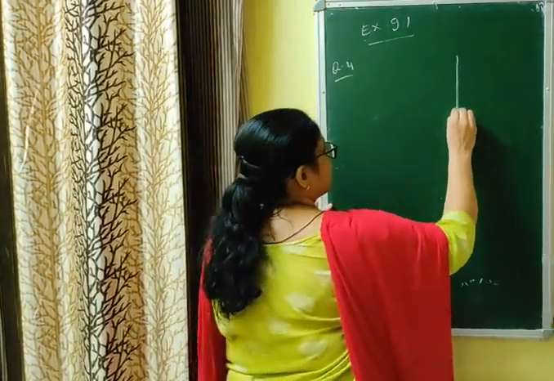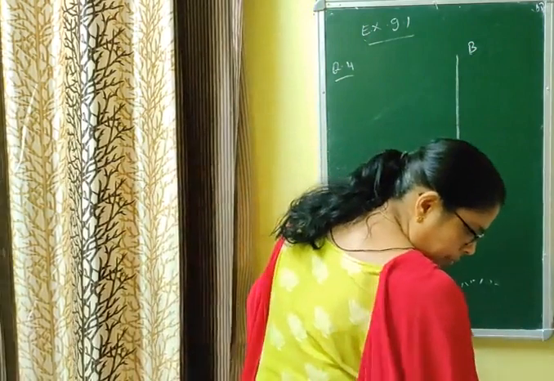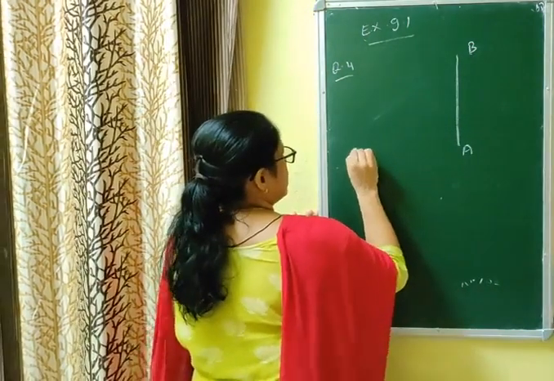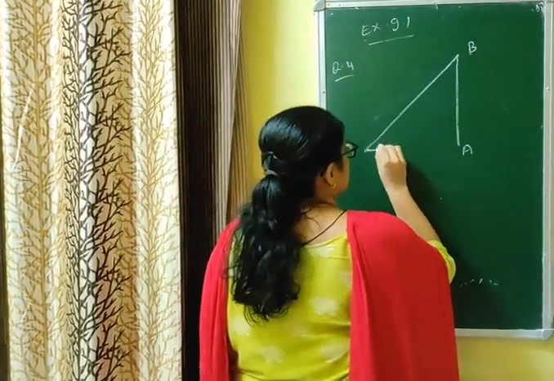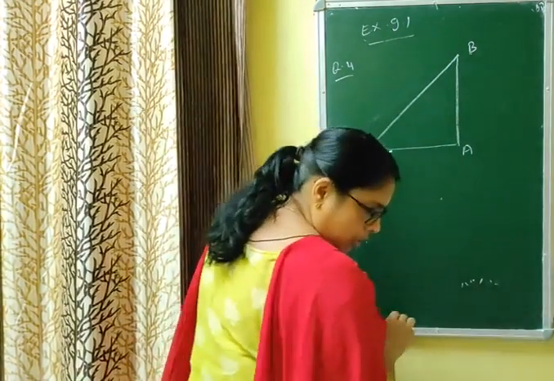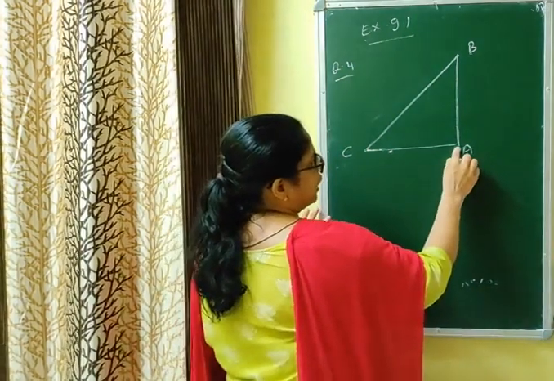You are given a tower. Let AB be the tower. The angle of elevation from a point on the ground. Let C be a point on the ground, which is at a distance of 30 meter away from the foot of the tower.